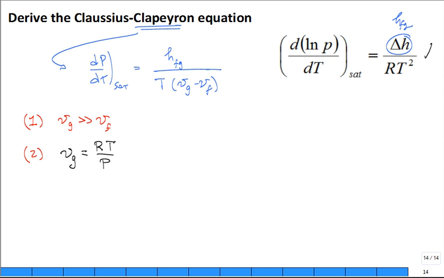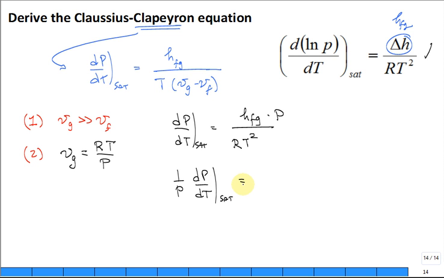So there you go. When you make these two approximations, this equation becomes the derivative of P with respect to temperature, saturation, is equal to H_FG divided by R T squared, with the P. True? I need that P. We're almost there. You just bring the P over, so you have 1 over P times the derivative of P with respect to T for saturation.